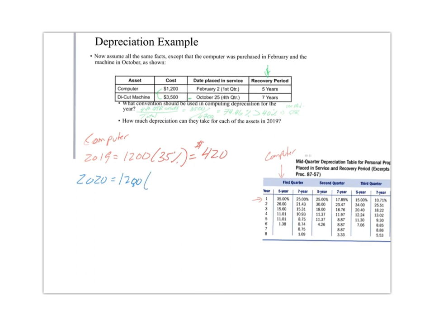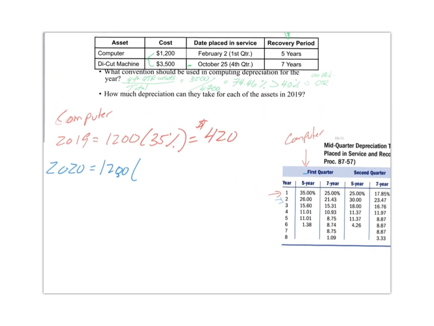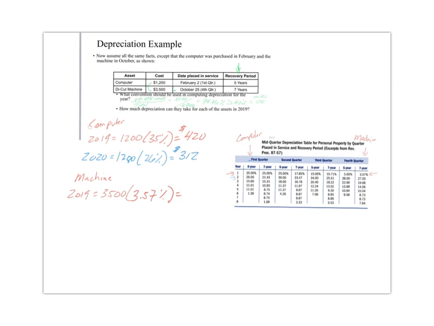And we start out the same way, but now we have to find our percent, all right? And it's still 5-year property, and it was still placed in service in the 1st quarter. So now we just go down and look at the next row, and that percentage is 26%. And so for the machine, for year 1, we get $124.95.